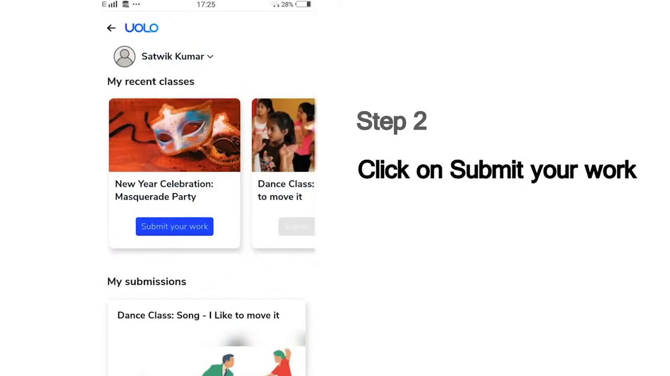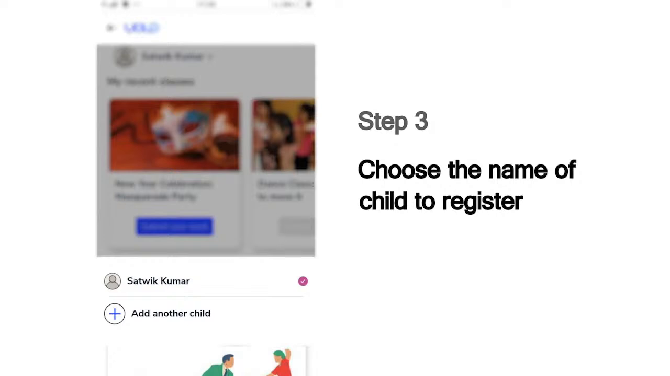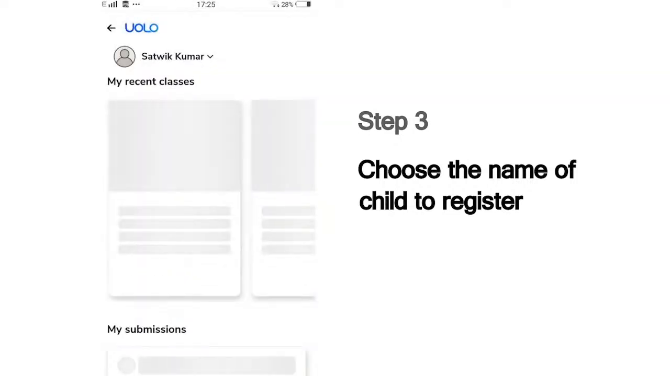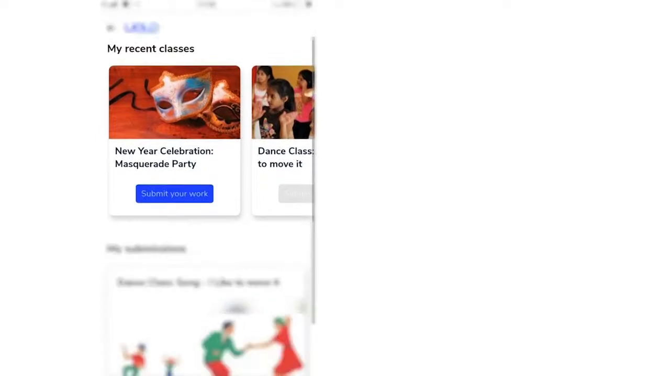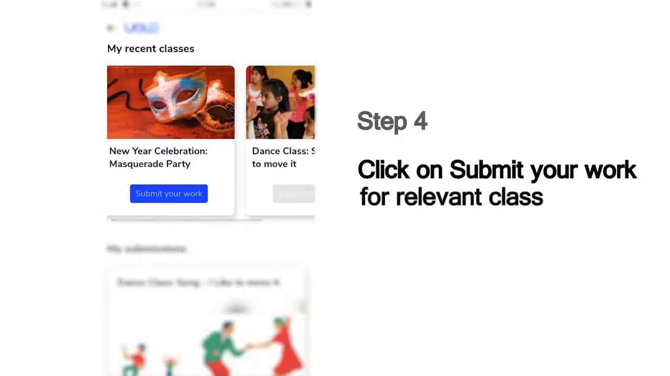Then you will see a list of the classes that you've last attended, which could, for example, show the dance or craft or science experiment classes you've attended recently. Next, it will show you the list of children whose names are registered in this mobile number. Choose your name from this list to submit your work. For instance, if you are Satvik Kumar, choose that name. Then choose the class for which you would like to make your submission. For example, if you've attended the New Year's Masquerade Party session and you'd like to make the submission for this class, click on the Submit Your Work button below that.